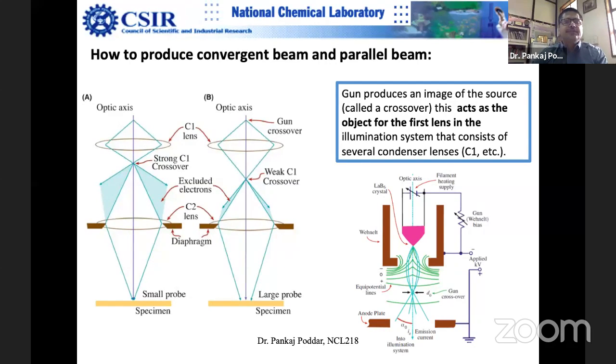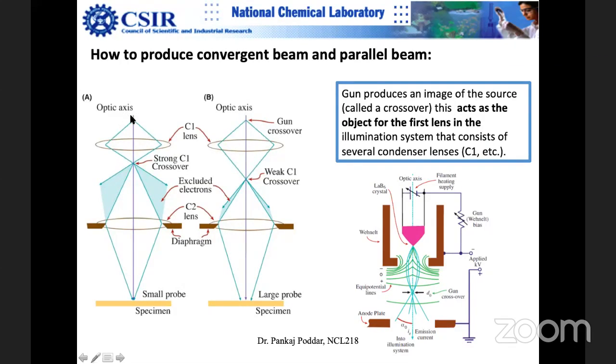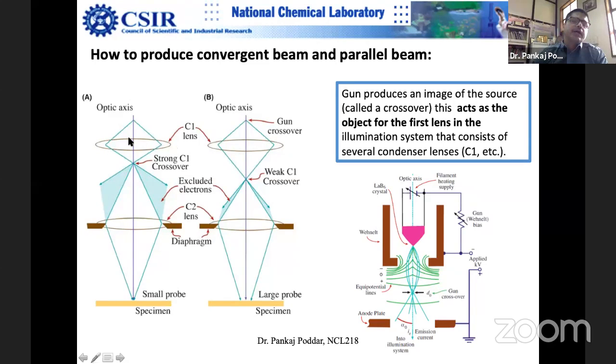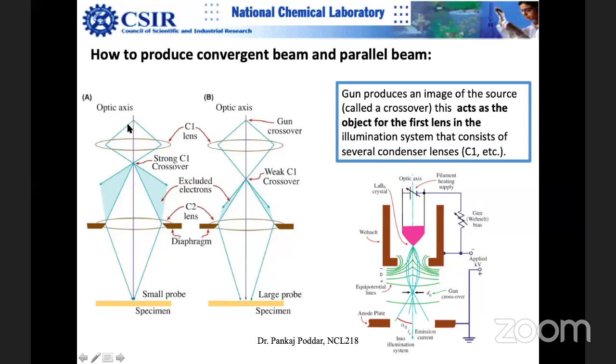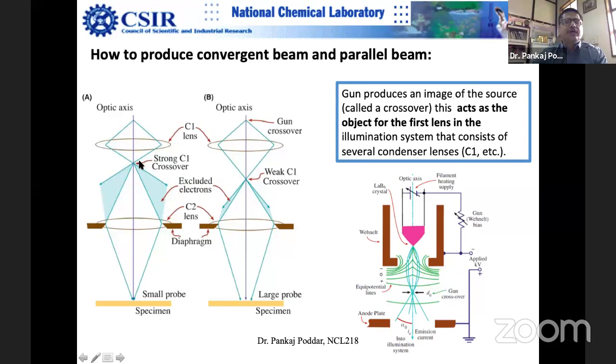For example, you do STEM, scanning transmission electron microscopy. There you need to converge the beam onto a small spot. So this is the example of how it is actually done in the illumination zone. This point is your gun crossover. This one becomes this. Now you put condenser lens 1. This gun crossover becomes the object plane of C1, right? So this is the object plane. The rays are taken from here, and then they are converged here.